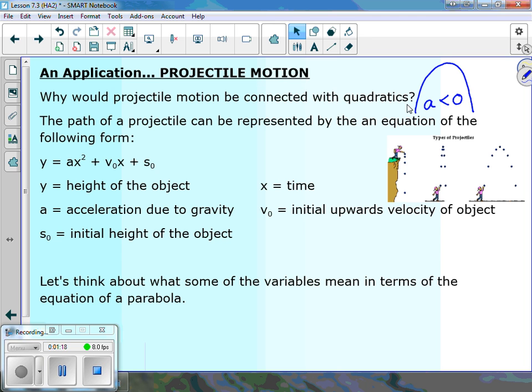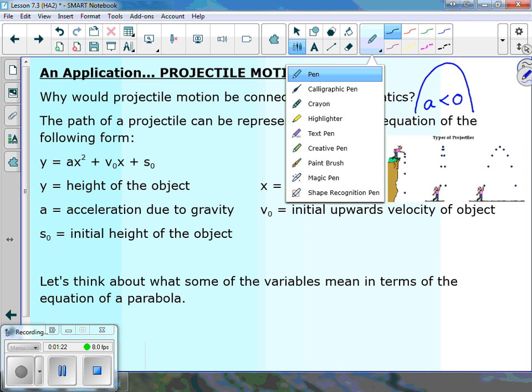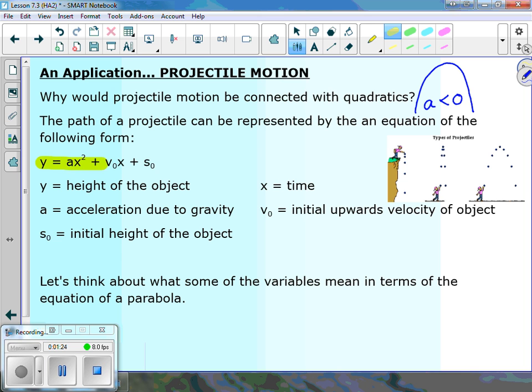The general form for a parabola looks similar to the quadratic form. It is y equals ax squared plus v sub 0 x plus s sub 0. Please take a moment to write that down on your paper now. And I'm going to define for you all of the variables. Y will be the height of the projectile up into the air. X will be the amount of time that has passed since the initial launch.